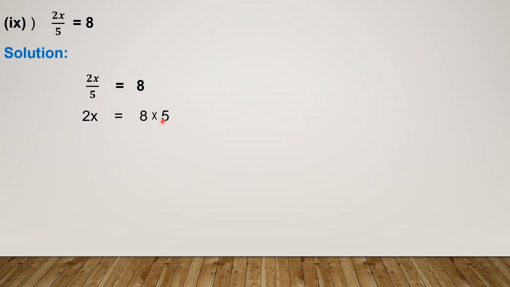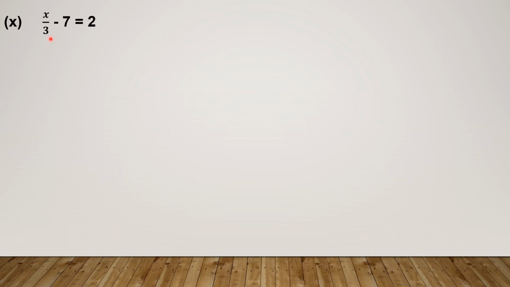Multiply these 8 and 5, what will we get? 40. 2x is equal to 40. Now students, 2 is multiplied on the left hand side. When you move this 2 to the other side, it will simply be divided, and we will get x is equal to 40 by 2. Now simply divide 40 by 2 or cancel out these two values, and we will get 20. x is equal to 20 is the answer, and this is the solution of your equation.